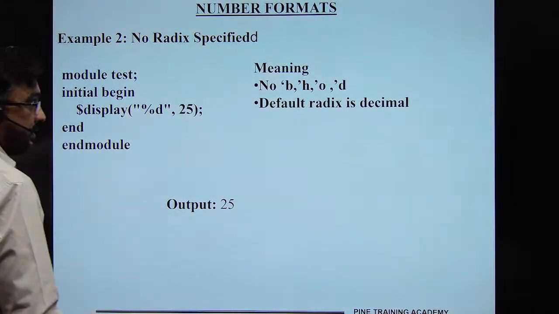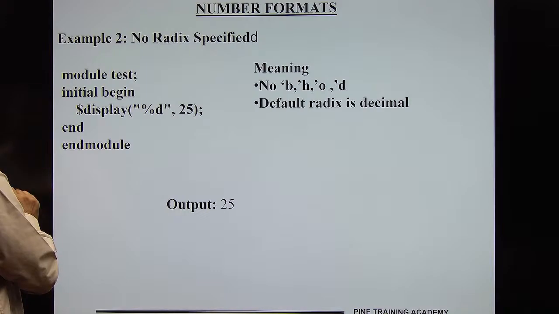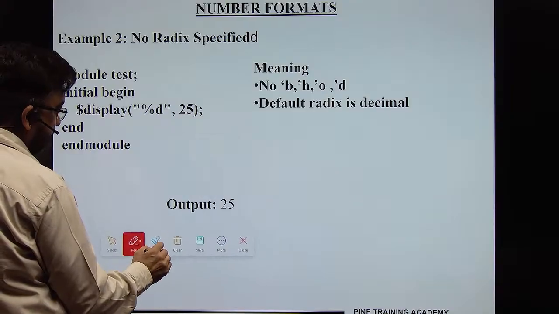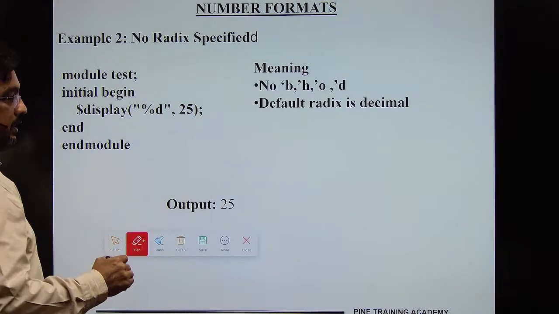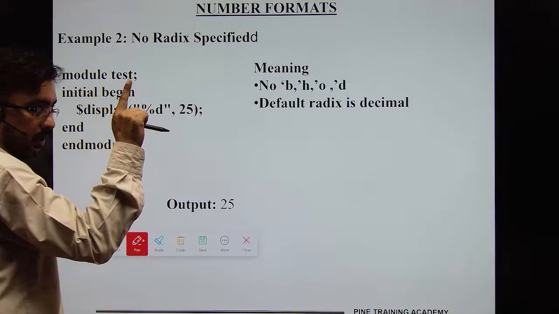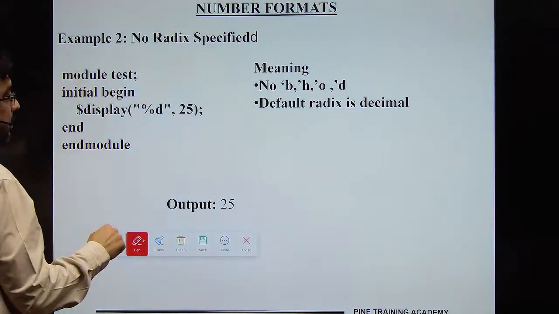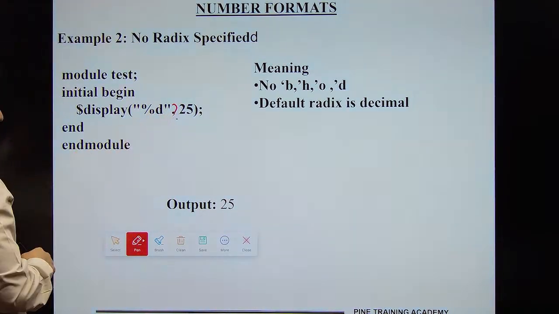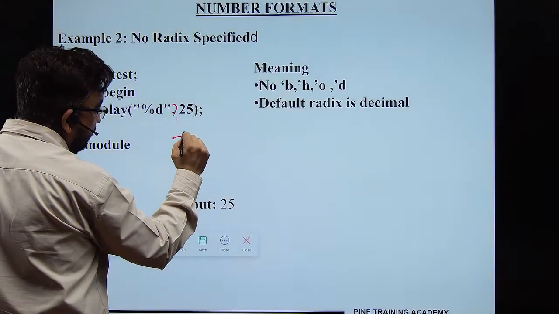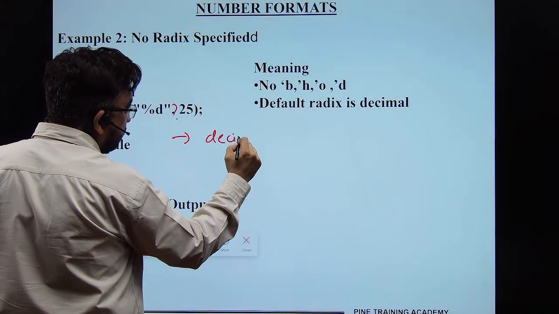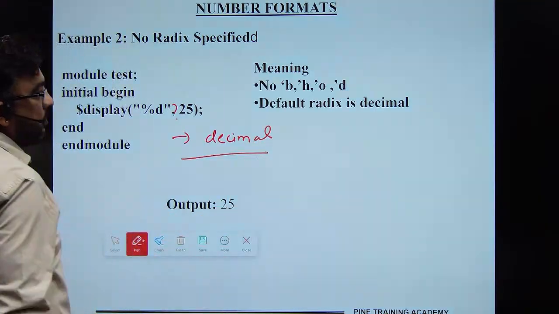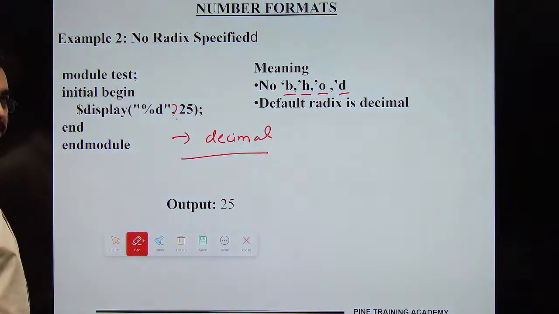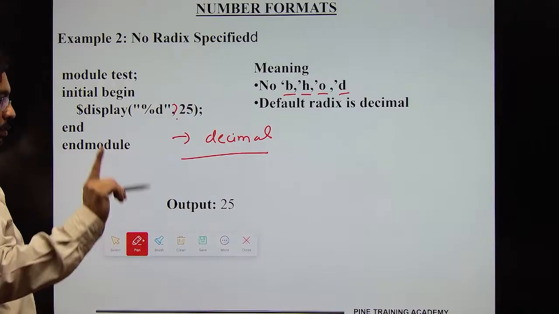What happens if no radix is specified? Radix means binary, decimal, octal and hexadecimal. So by default, you have no radix and no size, nothing is specified. Your radix will be decimal by default. You can see here, if no base is specified, then by default your radix is decimal. Okay, remember this.